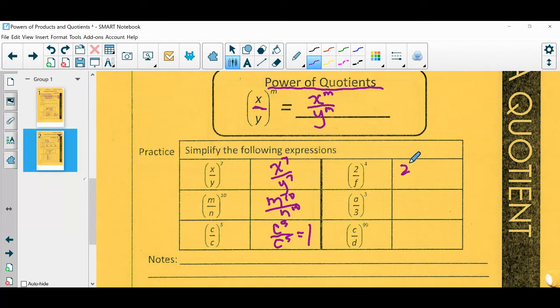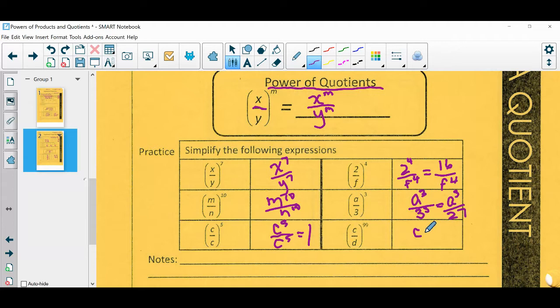Okay, now something to know is that we have you memorize a lot of those exponents because we want you to be able to simplify. And so this is going to be 16 over f to the 4. So if we can do the math in our head, we need to. If we can't, then sometimes we'll just leave it. Okay, this one's going to be 3 to the 3rd. Hopefully you have that one memorized. As a to the 3rd over 27.